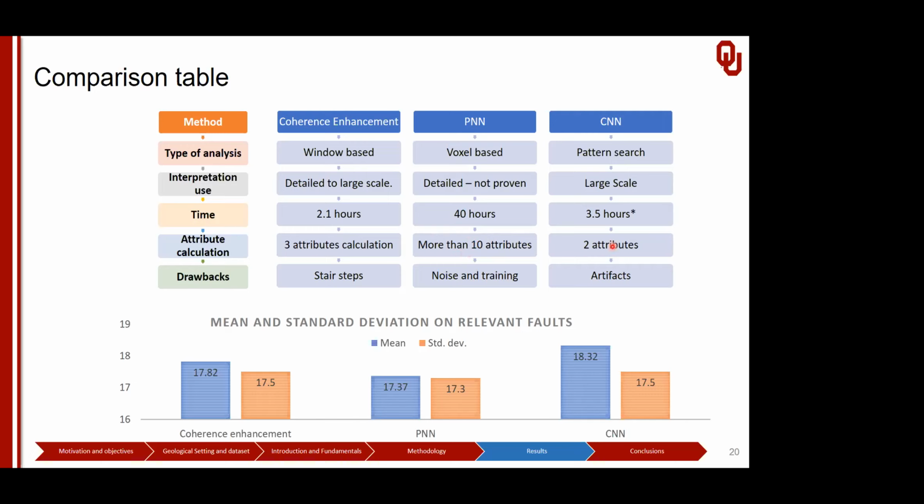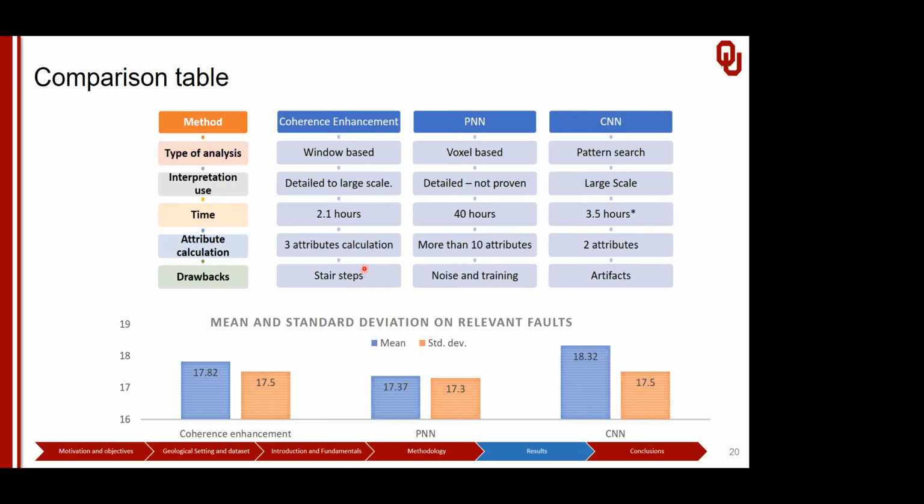In contrast, the CNN and the coherent enhancement method use two attributes and three attributes, but the time is around 2 hours to 3.5 hours, depending on the parameters you set for these algorithms. So, yeah, in this case, for the PNN you need a lot of time just to run this process.